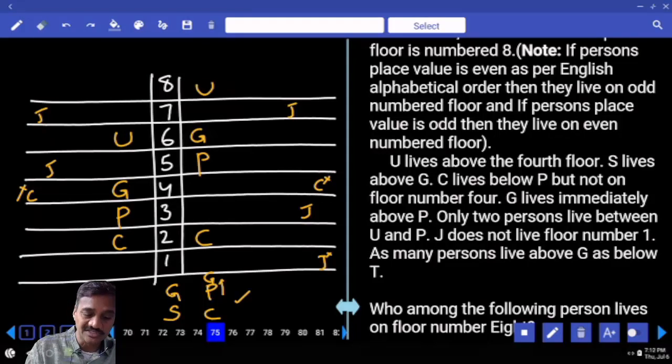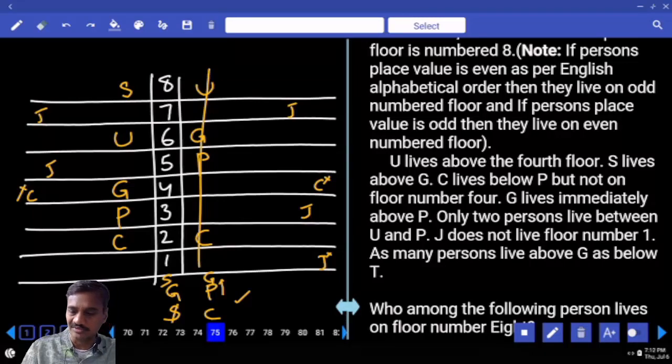Now S is below this G. S is an odd number. And S lives above G. S lives above G. S lives above Z. Hence S is an odd number and S must be on an even numbered floor, isn't it? And S lives above G. Now in this case, is it possible? Not possible. And so I am left with only this one.